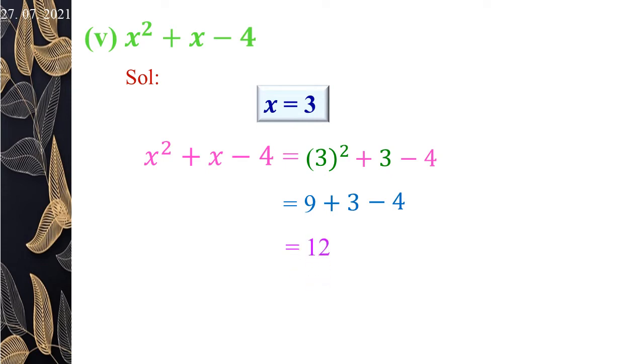Now 9 plus 3, we can add the values. We get 12, and take the third value, minus 4. We get 12 minus 4. So we get 8. The answer is 8.